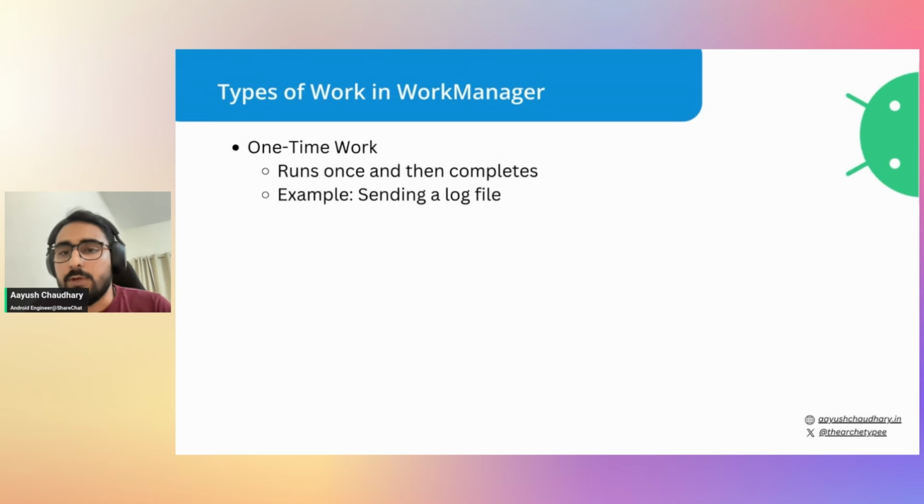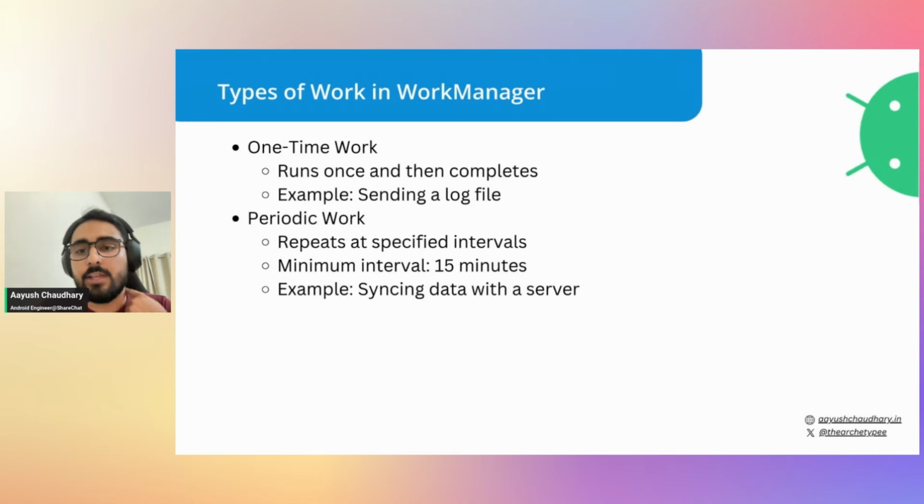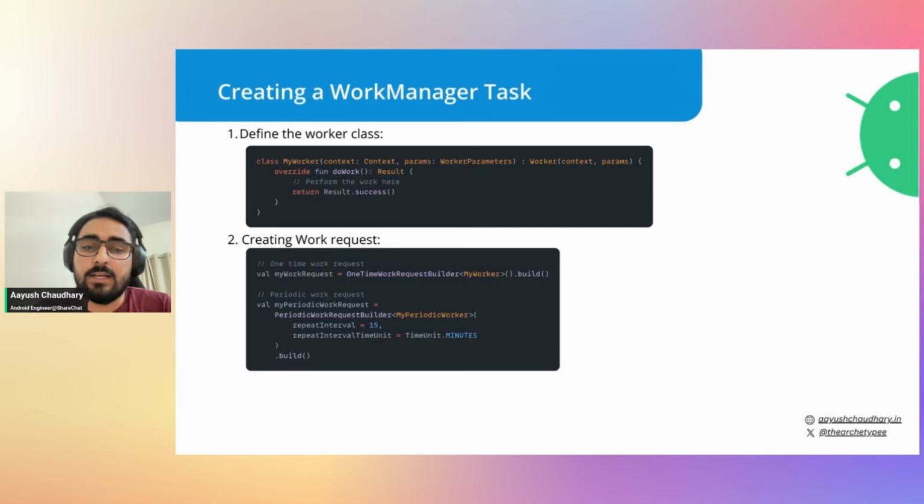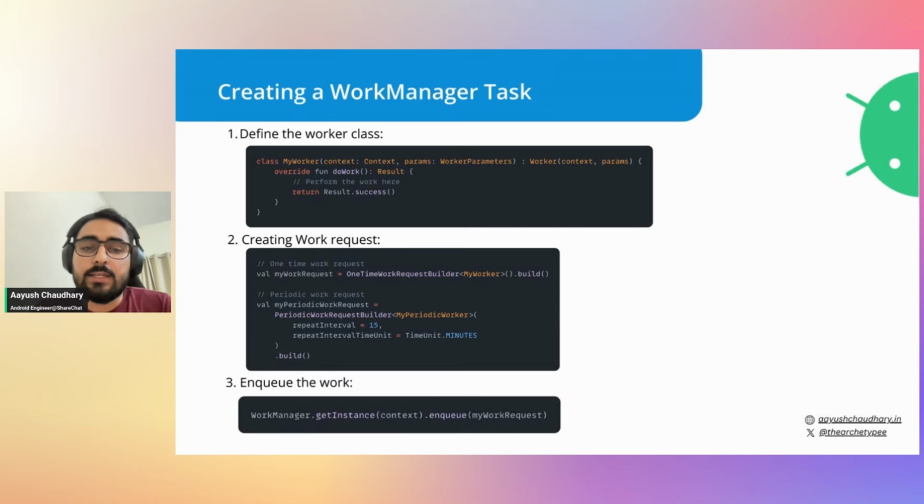There are two types of work. One-time work, which only runs once and then completes, like sending a log file to a server. Then we have periodic work, which repeats at a specified interval. So you can send data every 20 minutes to a server or something like that. To create work, you have to define a worker class and implement the doWork method. You can create a one-time work request using OneTimeWorkRequest builder, or a periodic request by specifying the repeat interval. Then you can enqueue that work using WorkManager.